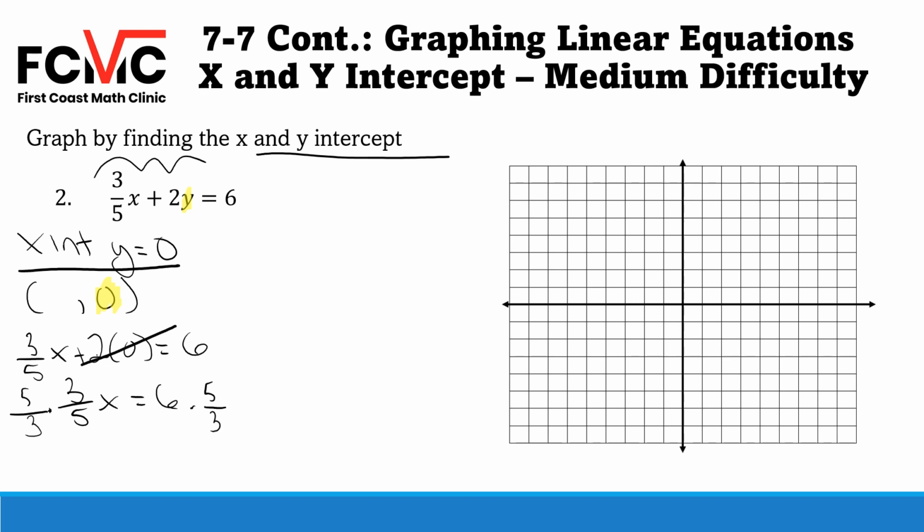Okay, so now when I multiply straight across, on the left, I'm going to get 15 over 15x, and 15 divided by 15 is just 1, right? So that's going to cancel out. So I'm left with x equals. Now on the right, I'll put that 6 over 1, and we're going to multiply straight across. 6 times 5 and 1 times 3. 6 times 5 is 30. 1 times 3 is 3. And then 30 divided by 3 is going to give me 10. So I'll get 10, 0 as my x-intercept.